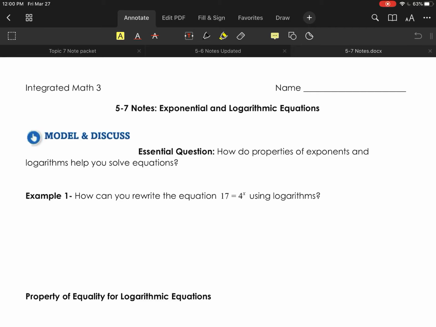All right, so now we're going to talk about exponential and logarithmic equations. So you're actually solving for stuff now. This part is a little bit challenging. If you know your properties, though, it will make sense. Okay, so just bear with me.